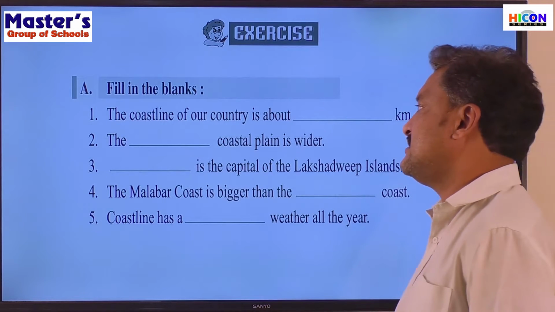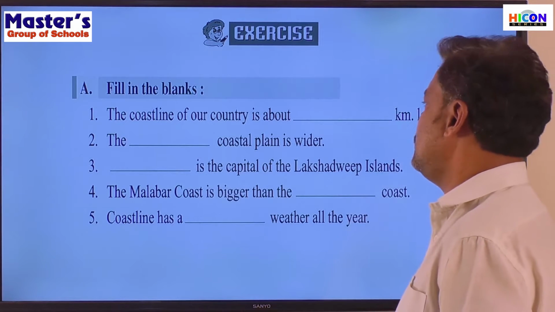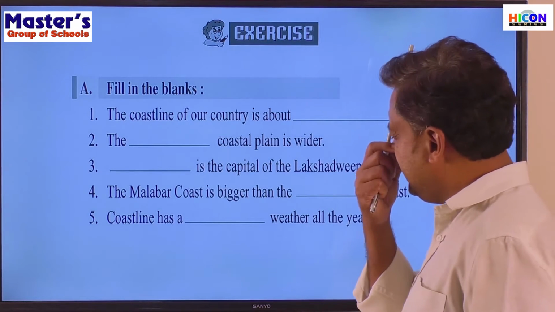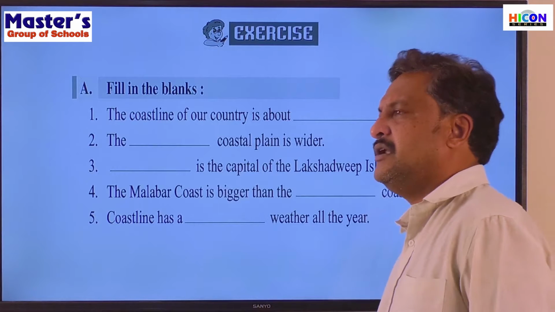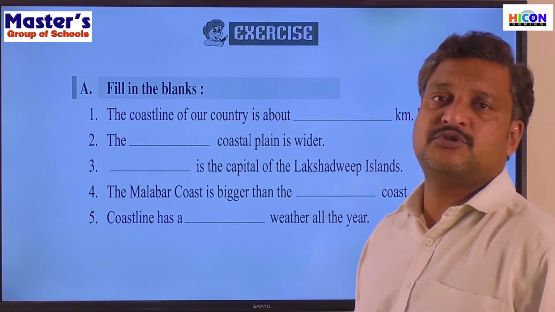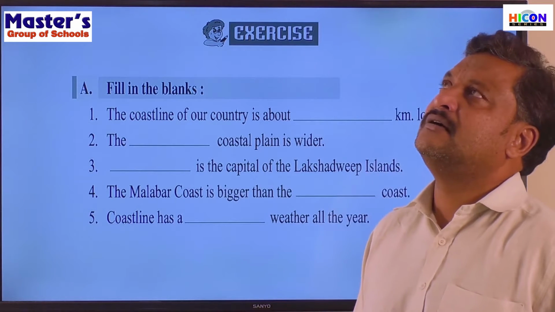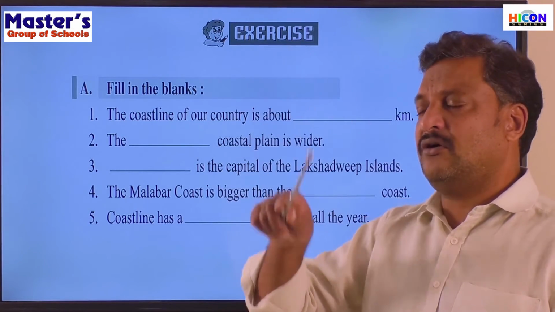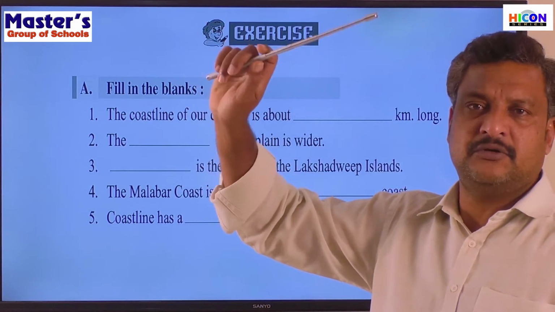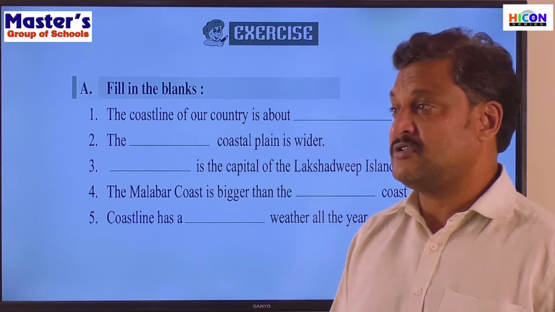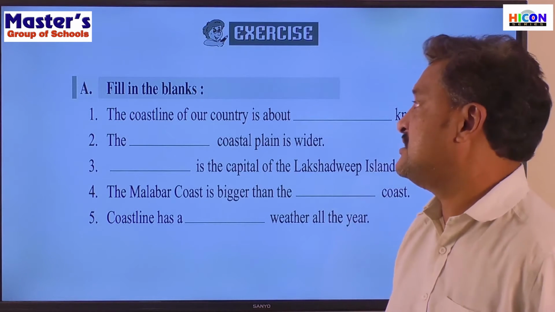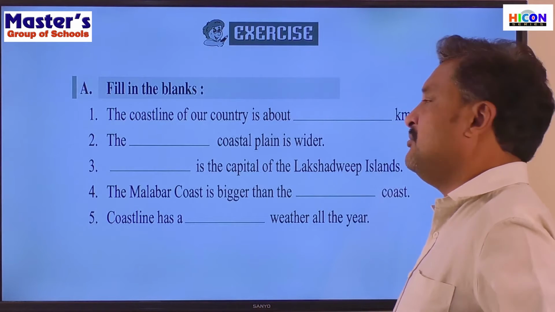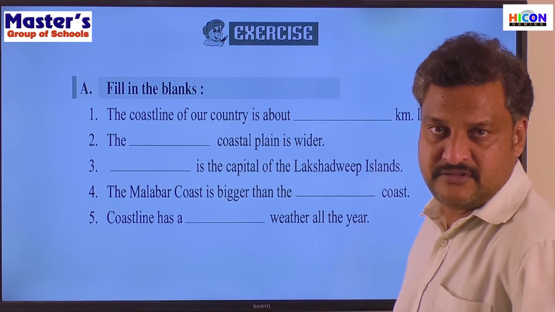So the first one is: the coastal line of our country is about a dash kilometers long. We have studied that the coastal line starts at the Rann of Kutch region of Gujarat and ends at the edge of Sundarbans in West Bengal, isn't it? So it is covering all the distance and it's approximately 6,000 kilometers. So what we can write: the coastal line of our country is about 6,000 kilometers, right?